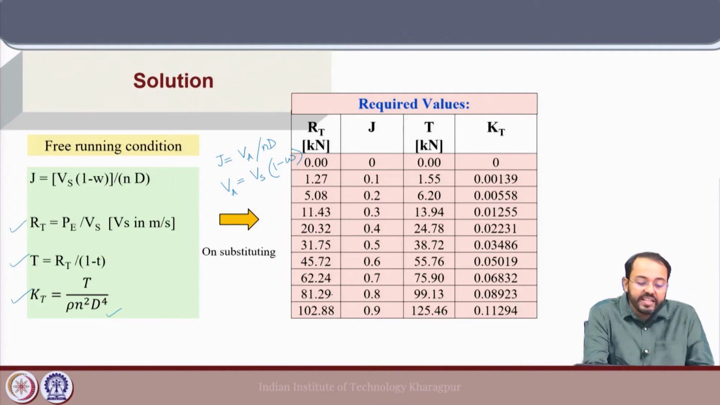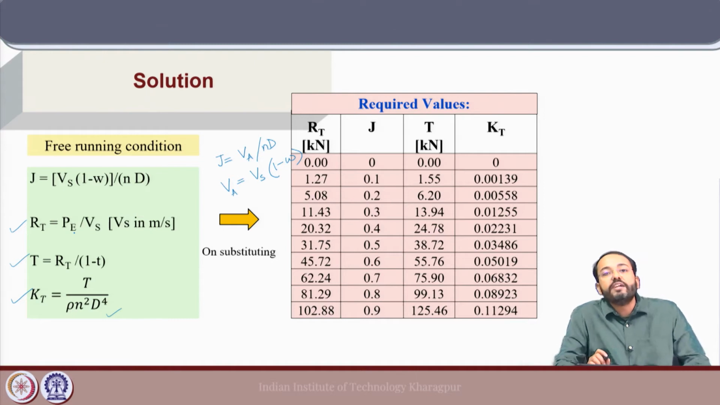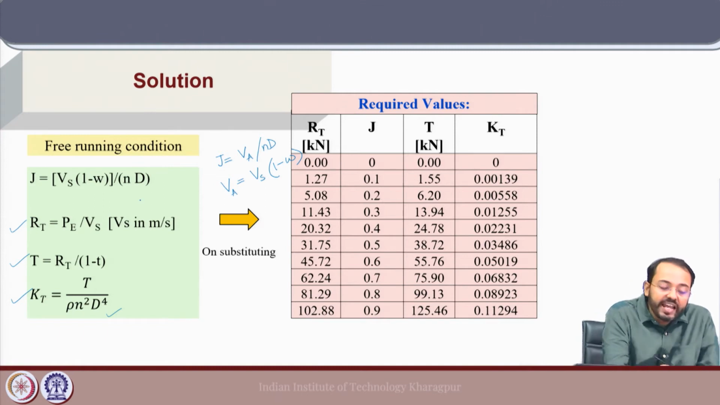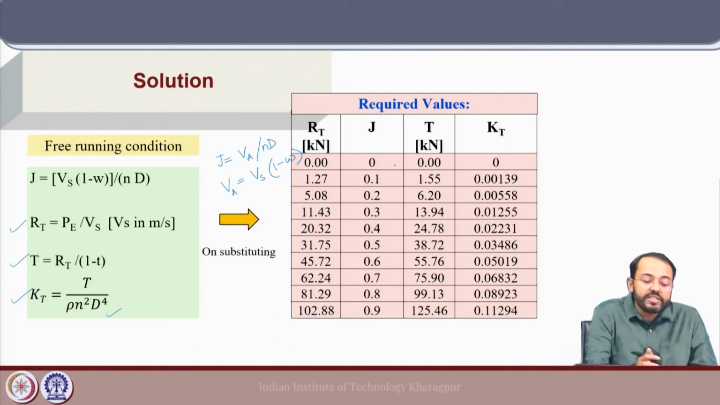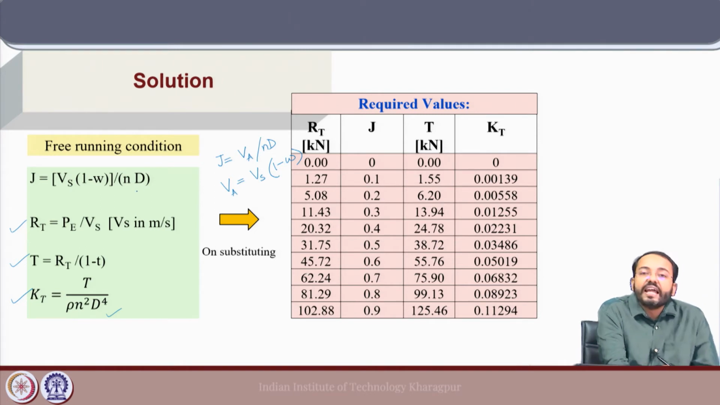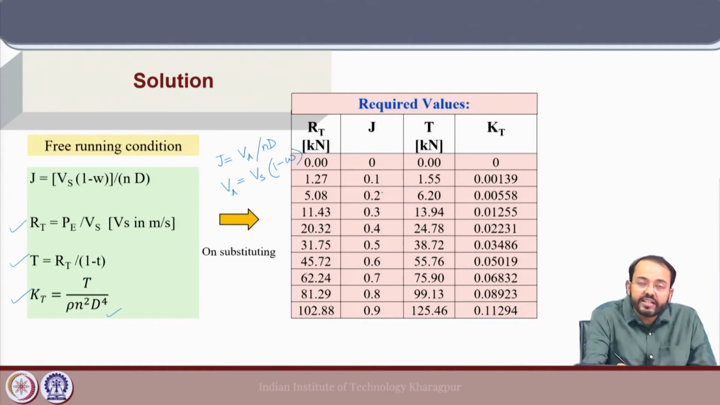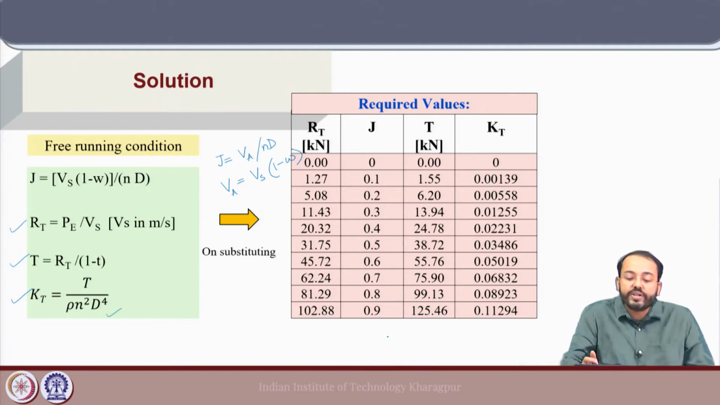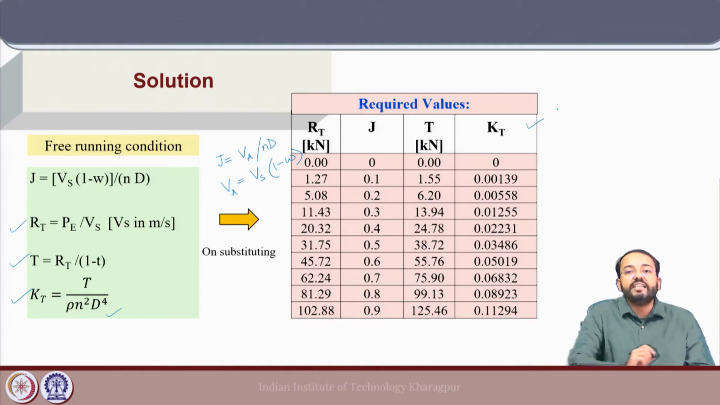Now, if we use the resistance values for the different PE or the effective powers given, and for each case we calculate the J based on the given values, which includes the speed of the ship, N and D which are mentioned in the problem, we can calculate the range of J, and for each J we can calculate the value of KT using these expressions.